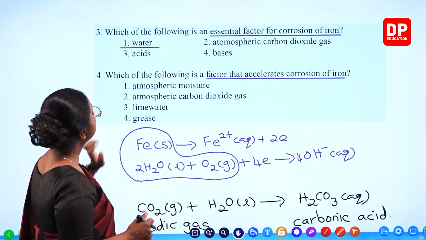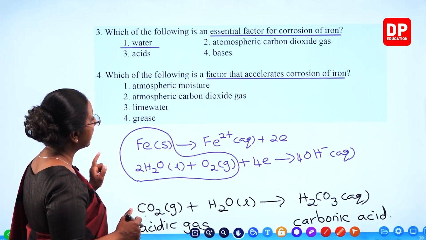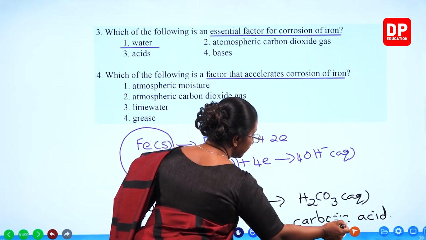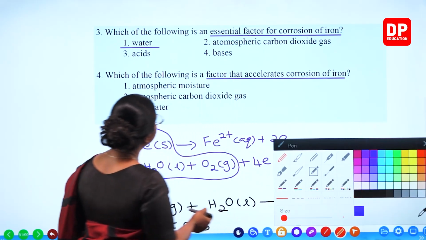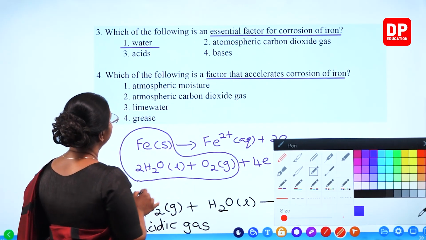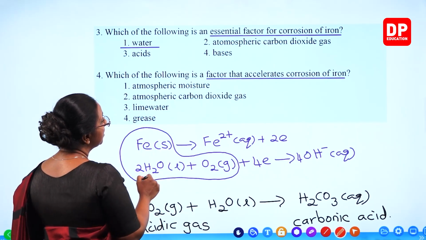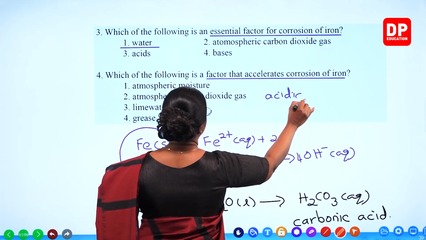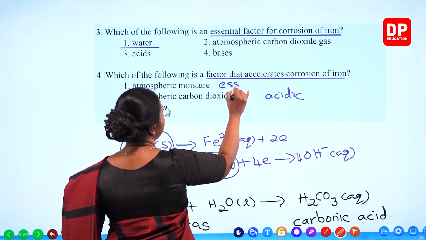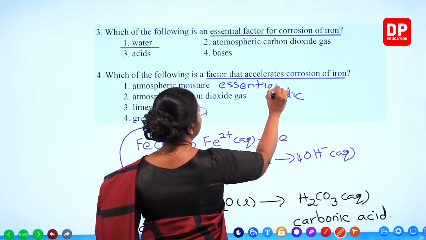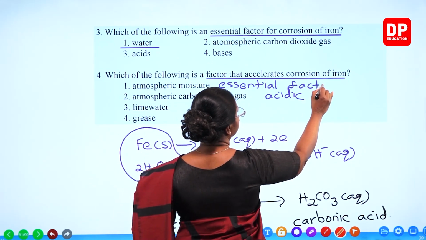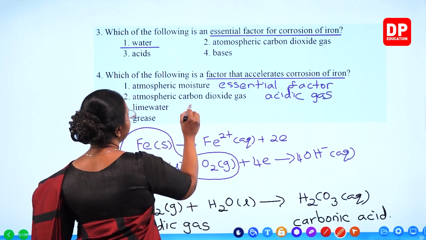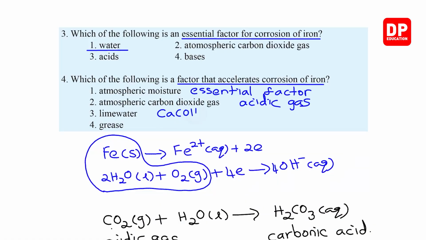So here, which of the following is a factor that accelerates corrosion of iron? Atmospheric pressure, moisture, it does not accelerate rusting. It is required for rusting. Atmospheric carbon dioxide gas, yes, it is acidic. Then lime water. Lime water is calcium hydroxide.